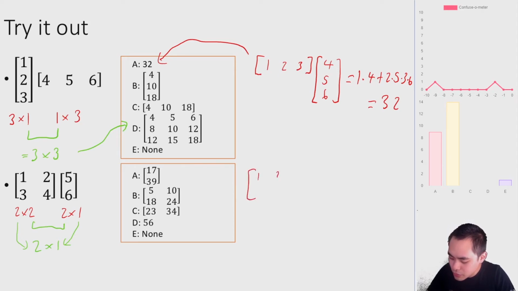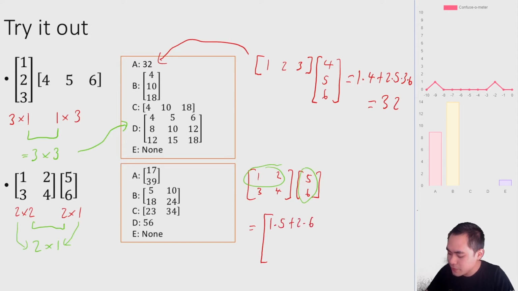So we have [1, 2; 3, 4] times [5; 6]. That's going to be equal to the first row first: 1 times 5 plus 2 times 6. And then you're going to have the second row: 3 times 5 plus 4 times 6. So that's going to be equal to, let's see, 5 plus 12 is 17.